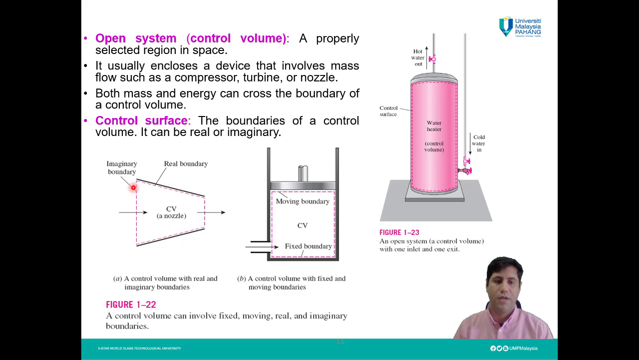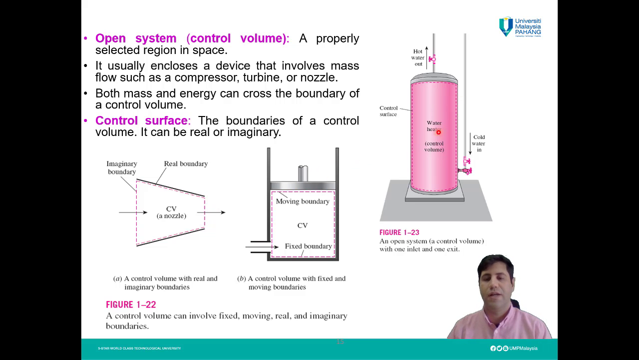Here is a control volume. This is the boundary, so we call them control surface. As you know, when we have a volume, the border will be a surface. And this control surface can be real or imaginary, as you can see here. These borders are real. This is a turbine or a nozzle actually, as we choose our control volume like this. These borders are real boundary, and these two are imaginary boundary for this control volume or open system.